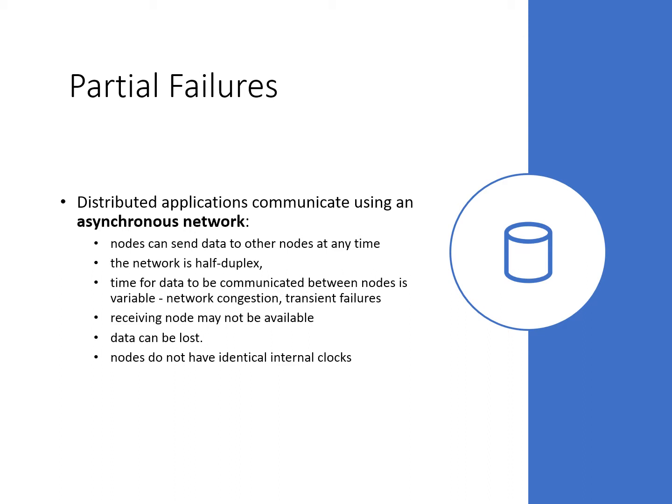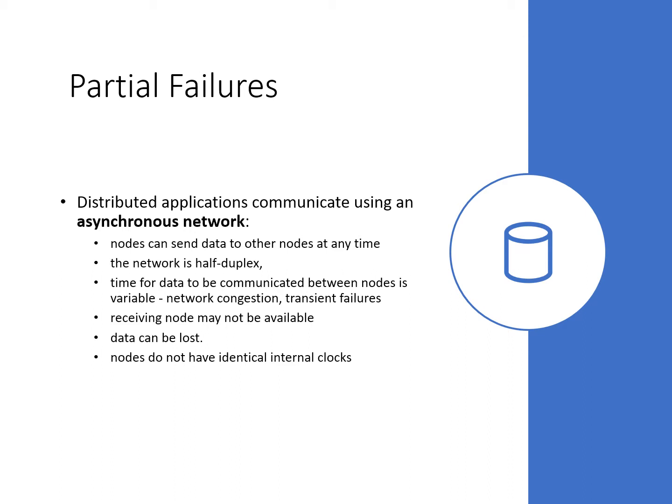In communications technology terminology, the shared local and wide area networks that our systems use to communicate are known as asynchronous networks. And the slide here shows the characteristics of asynchronous networks. Basically, nodes can choose to send data to one another at any time. The network is half duplex, meaning that one node sends and must wait for a response from the other. These are two separate communications.